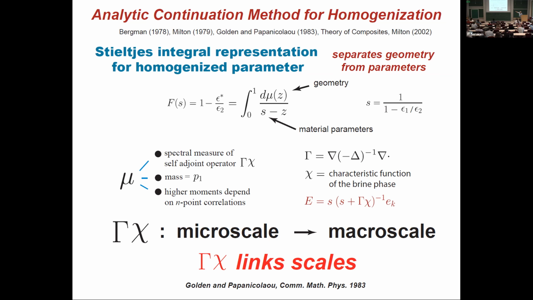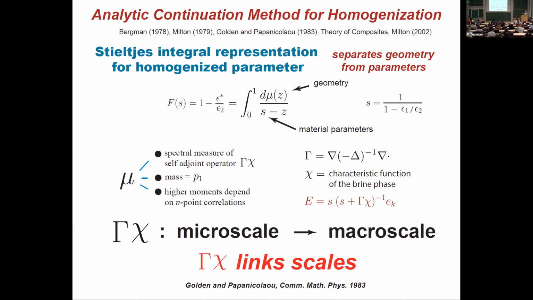And what's so striking about this is all the material parameters are in that complex variable, but what makes the whole problem go is the so-called spectral measure. So this is like mu of z dz. It's what you're integrating against. However, it's a little more complicated than that. It's actually a spectral measure of a self-adjoint operator gamma chi, where gamma is projection onto curl-free fields, and chi, that's where the randomness, that's where all the information about the brine comes in, and where the mass is the volume fraction of this measure.